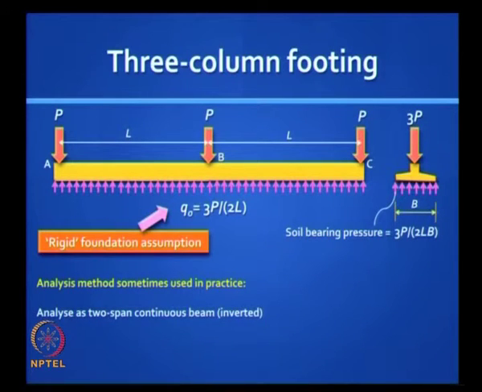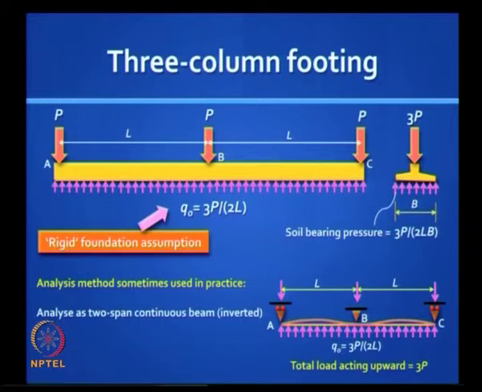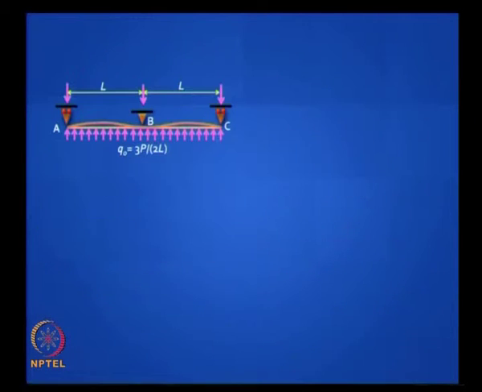Now the analysis is sometimes done by treating this as a 2-span continuous beam, okay, and I will show you how it is an inverted beam. So this is a model done. Do you find anything wrong with this? This is done by some engineers, that is, finally you have to design that footing, you have to find the bending moments and shear forces in that footing. So you have this load acting from below, you analyze it as an indeterminate structure, a 2-span continuous beam.